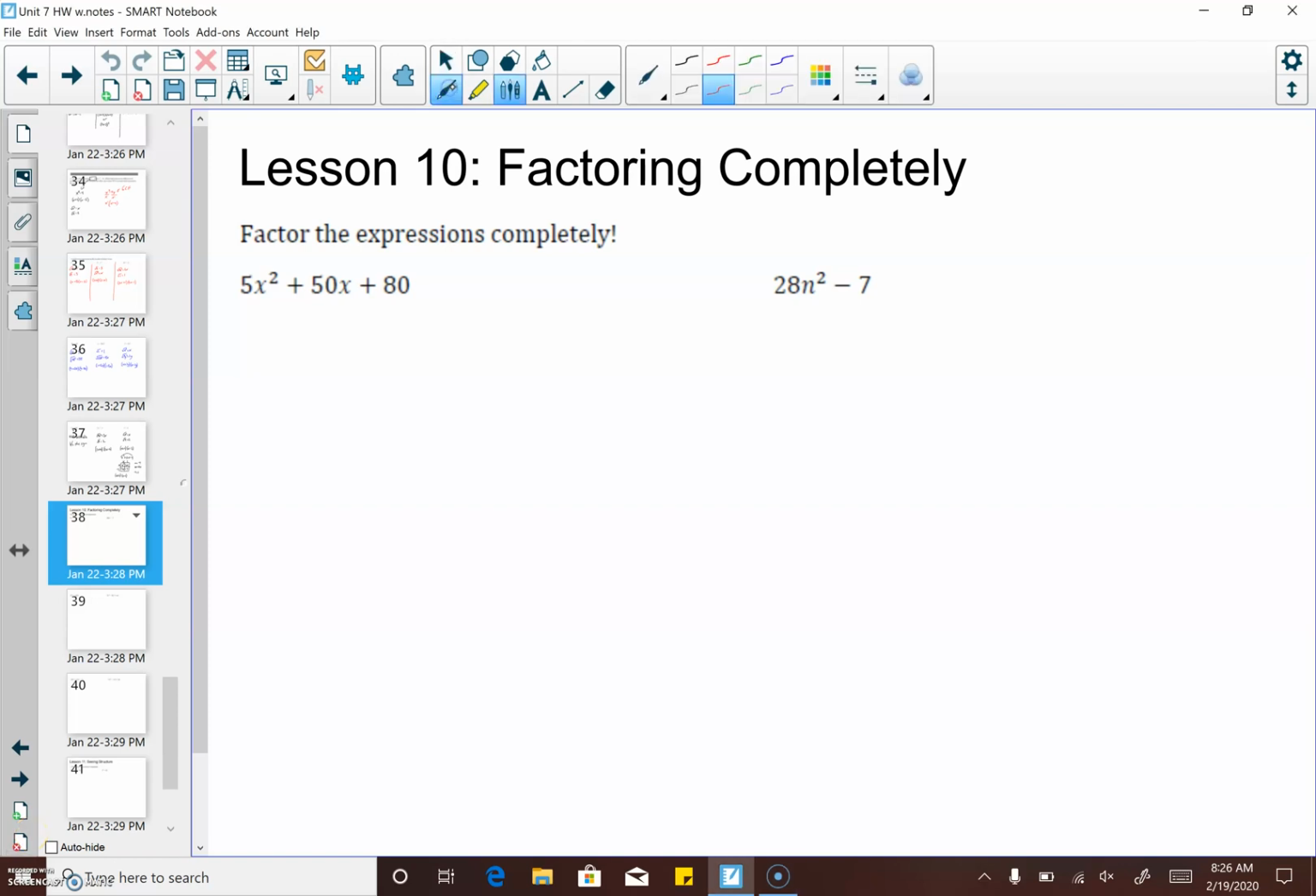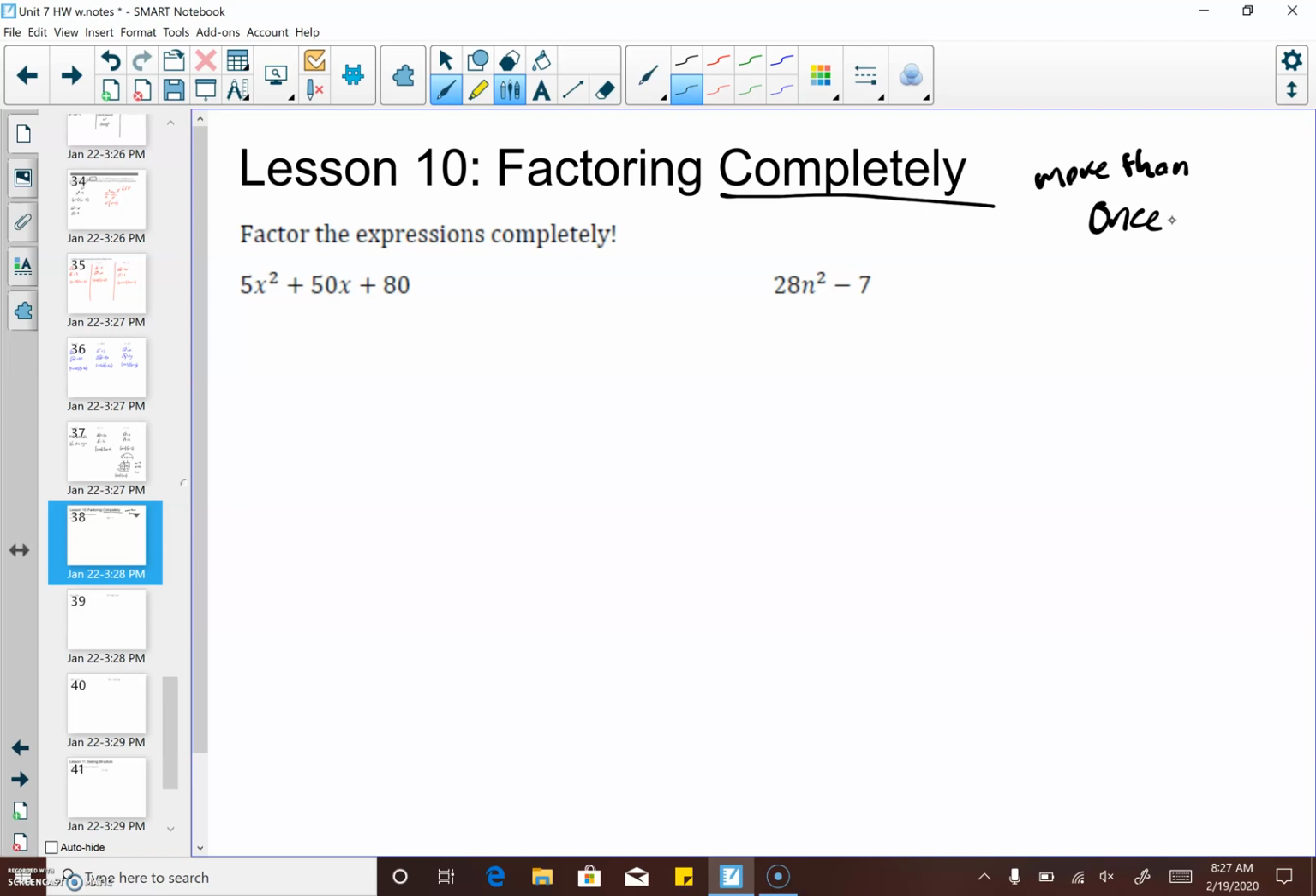In lesson 10, we want to talk about what it means to factor completely. And remember, the word completely is usually a giveaway that it's more than once that we need to factor. A lot of the times, it ends up being a GCF first. Now, not always, but that's what we're going to work on today. So if we look, 5x squared plus 50x plus 80.